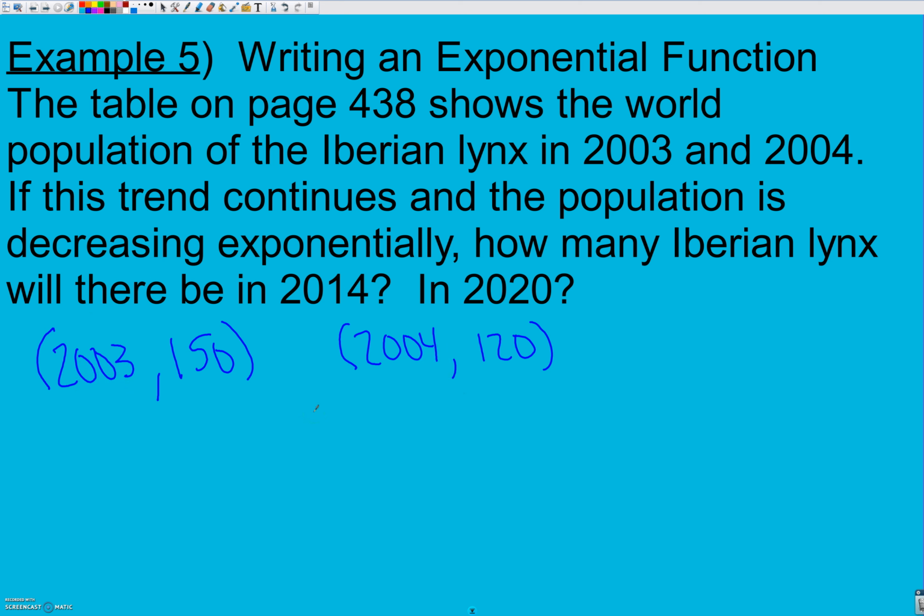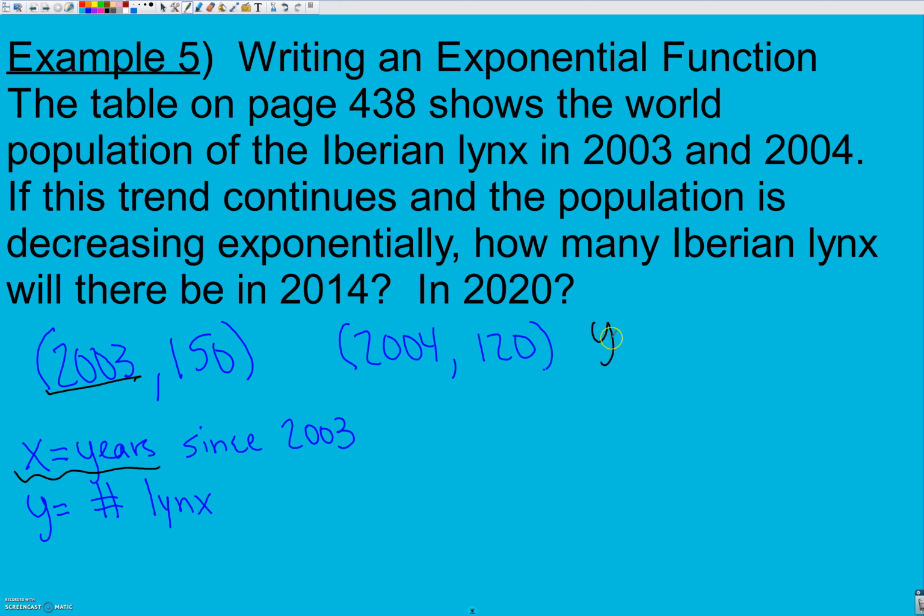So I'm going to define my variables here. I'm going to have x be the years since 2003. Since that's where I'm starting at, I'm just going to go right there. Rather than have huge numbers and have to deal with 2003, I'm just going to have it be years from there. Okay, and my y is going to be the number of Iberian lynx. So we're going to start off with our base equation. Our base equation here is y equals a times b to the x power. We know what b is though. y equals a, b is 1 plus our rate. So in order to find that r value, we're going to have to subtract our y's, y2 minus y1, and divide by our original.